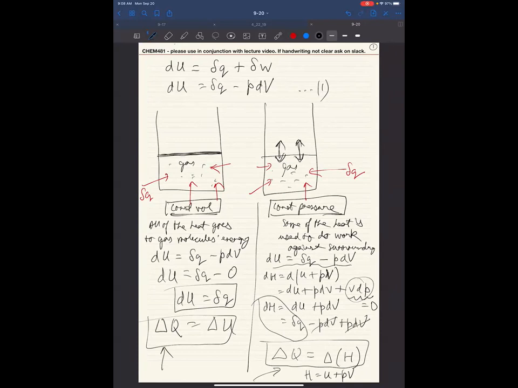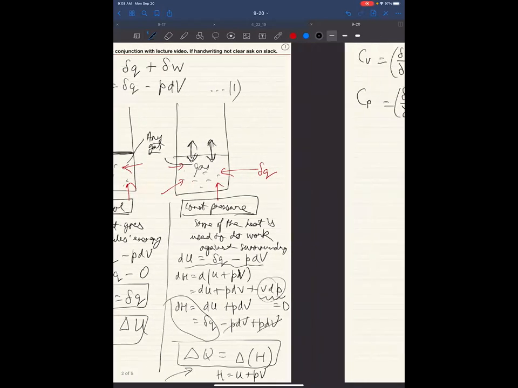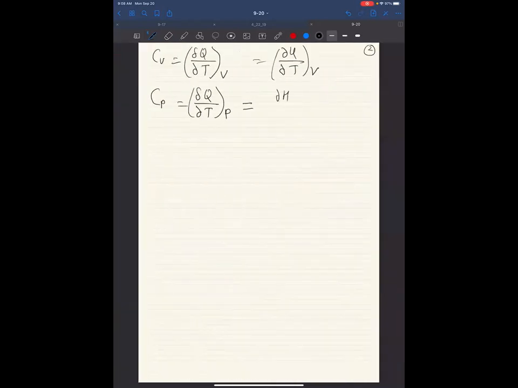These are true. We don't need to have an ideal gas for this to be true. Nowhere have we assumed PV is equal to nRT. This is true for any gas, and just to emphasize, it is any gas, not necessarily real, not necessarily ideal. It could be anything. So this is partial H by partial T at constant pressure. Any questions about this?